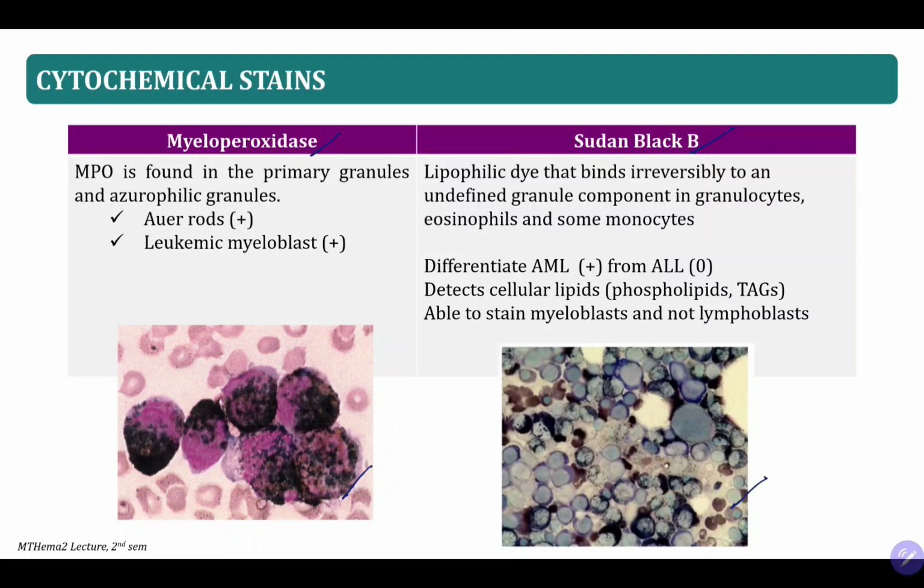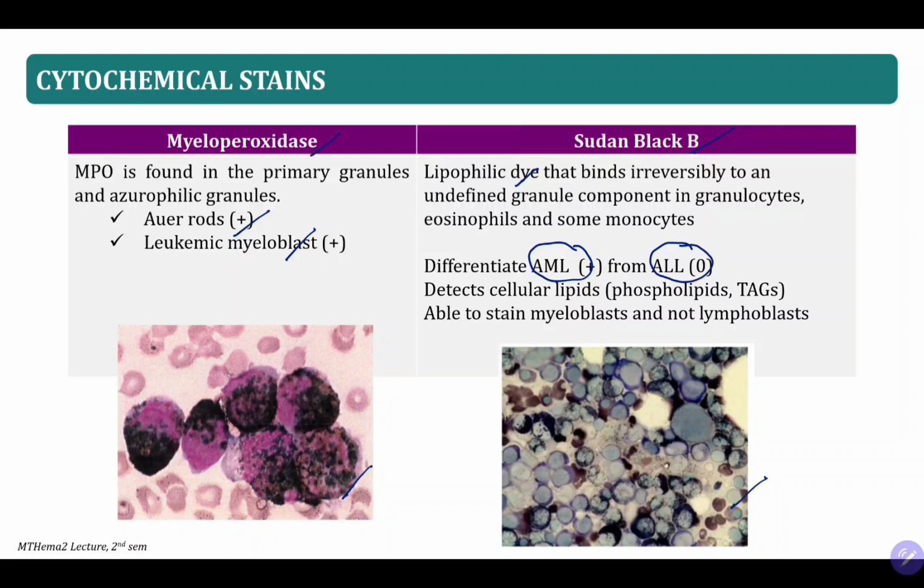For myeloperoxidase, this is an enzyme that is found in the primary granules and azurophilic granules of your blast cells, and usually stains your Auer rods and your leukemic myeloblast. On the other hand, your Sudan black B is a lipophilic dye that binds irreversibly to an undefined granule component present in your granulocytes, eosinophils, and some monocytes. This is mainly used to differentiate your AML with your ALL.